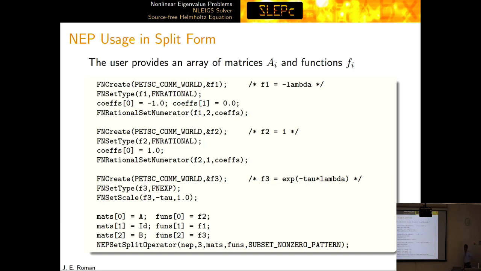Okay, so this is actual code for the second example that I showed before. In this example, there are only 3 terms, and the functions are very easy. The functions are just minus lambda, the constant, and then this exponential. This is the code to create the 3 small Fn objects, and then together with the matrices, I pass it to the nonlinear solver. So with this interface, it's very easy to define these nonlinear eigenvalue problems.